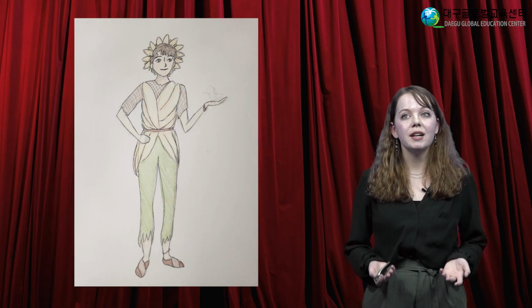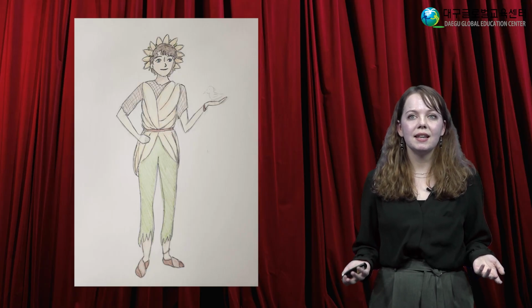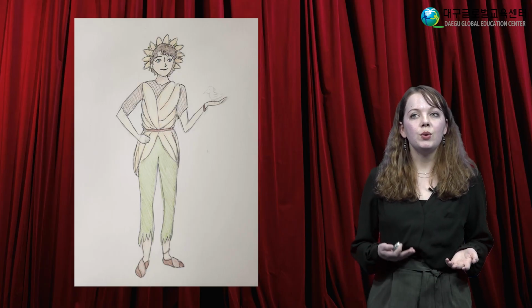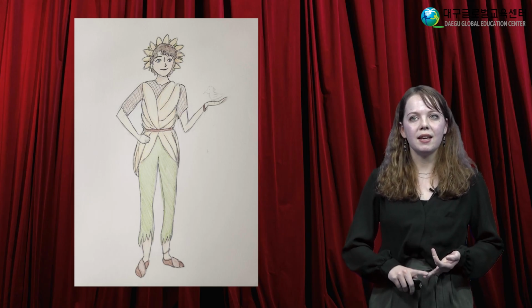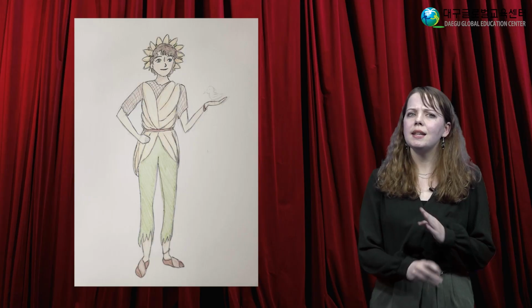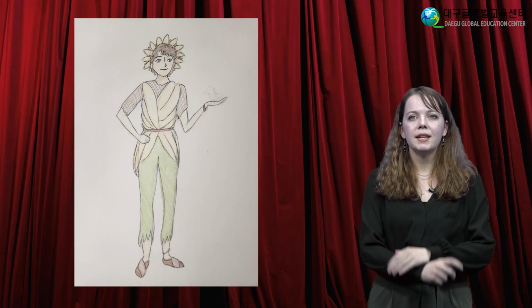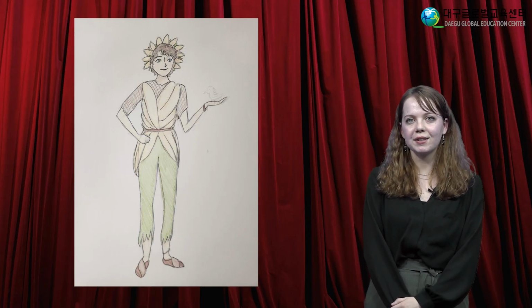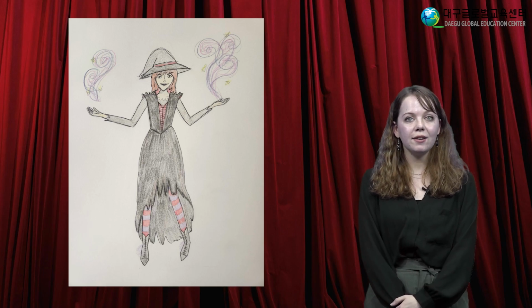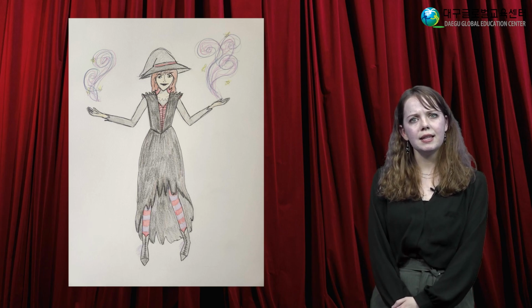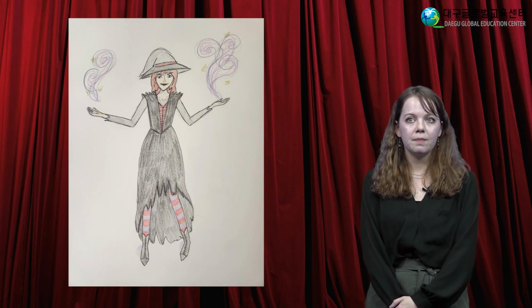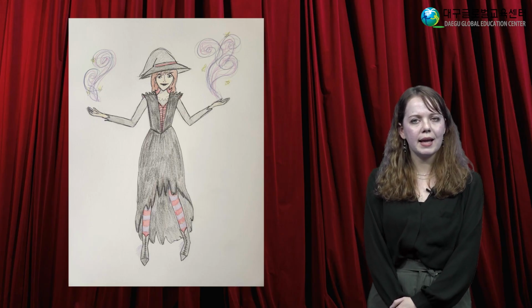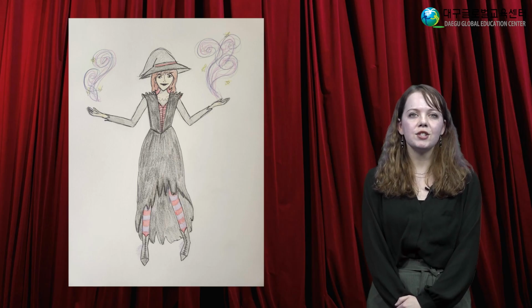The next picture is a fairy. He is ethereal. You can see his clothing is all nature-colored, green, yellow, and brown. He doesn't look like a human. He is a happy character. And the final design, what character is this? She has many sharp points on her clothing. She's wearing black, red, and purple. She is an evil witch.